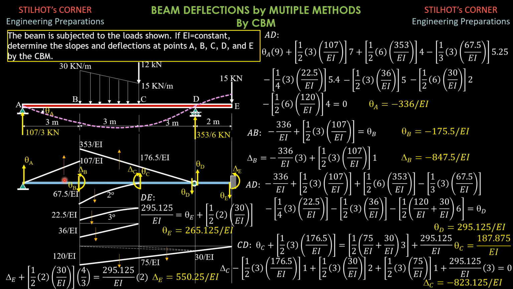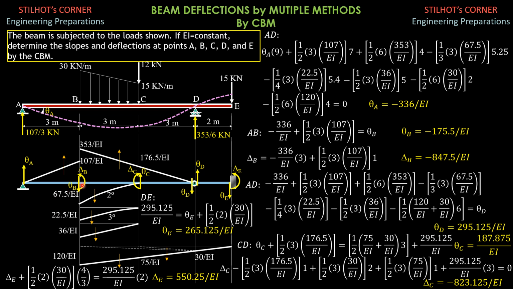Theta A plus 1/2 of 3 times 107 over EI equals theta B. Theta A, negative 336 over EI, plus 1/2 of 3 times 107 over EI equals theta B. So solving for theta B, it is equal to negative 175.5 over EI, just like before.